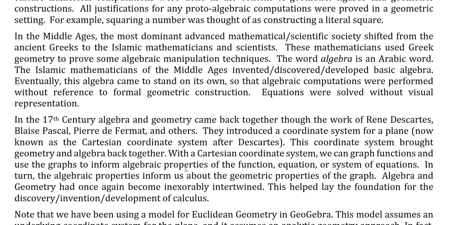In the 17th century, algebra and geometry came back together through the work of René Descartes, Blaise Pascal, Pierre de Fermat, and a few others. They introduced a coordinate system for a plane, now known as the Cartesian coordinate system after Descartes. And this coordinate system brought geometry and algebra back together. With the Cartesian coordinate system, we can graph functions and use graphs to inform algebraic properties of the function, equation, or system of equations. In turn, the algebraic properties inform us about the geometric properties of the graph. Algebra and geometry had once again become inexorably intertwined.